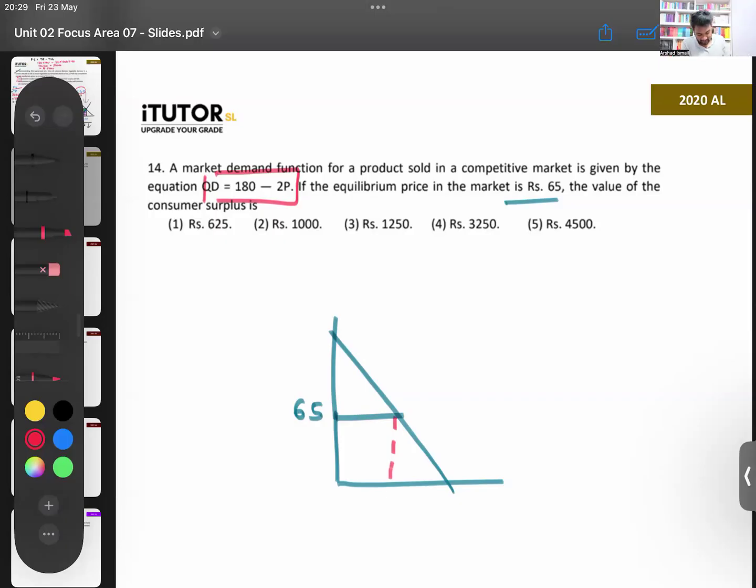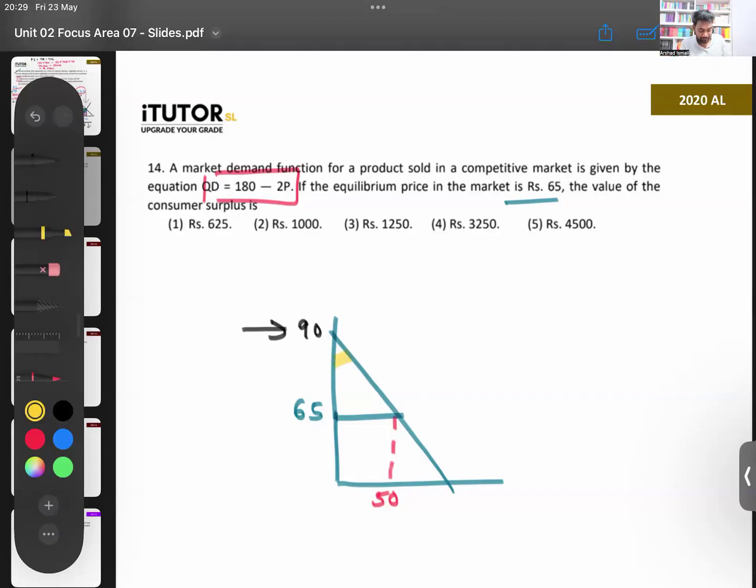That is 50, right? Then how much is the maximum demand price, Lamai? Price when QD equals 0. So 180 minus 2P, when QD is 0, what is the price? That is 90. Okay. Then you have all the information that you need.